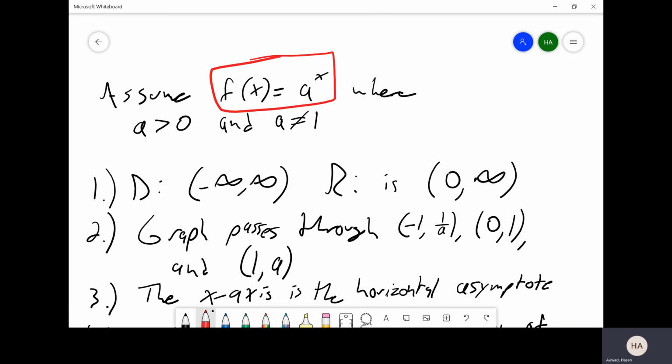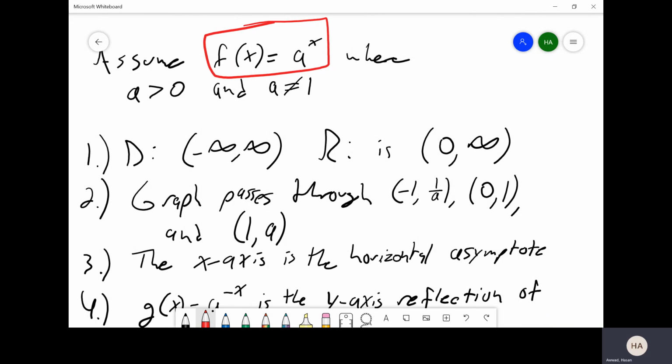Okay, all right. Next up, your graph, as long as you have this exponential in the function in this form, your graph is always going to go through 3 particular points. Regardless of what your base is, a could be 7, it could be a billion, it doesn't matter. It's always going to go through these particular 3 points. -1, 1 over a. So essentially what that means is if your base was 7, then it would go through -1, 1 over 7. So -1 and 1/7 as your y value.